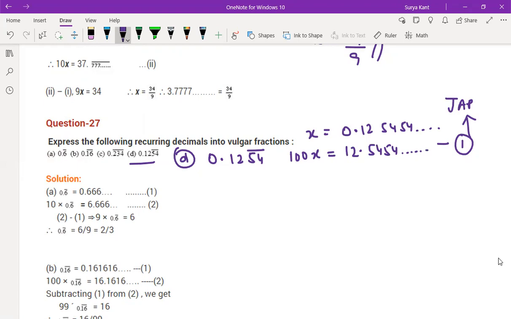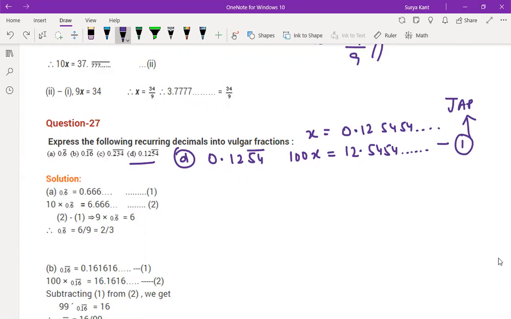Sir, my doubt is, for the 54 bar, should we multiply with 100 only, sir? Yes, the first equation is 100x only, because this bar should be just after point. This recurring part, 2 digits you are sending before. 2 digits you have to send before. So how will both digits come before? If you multiply by 100. Okay, sir.